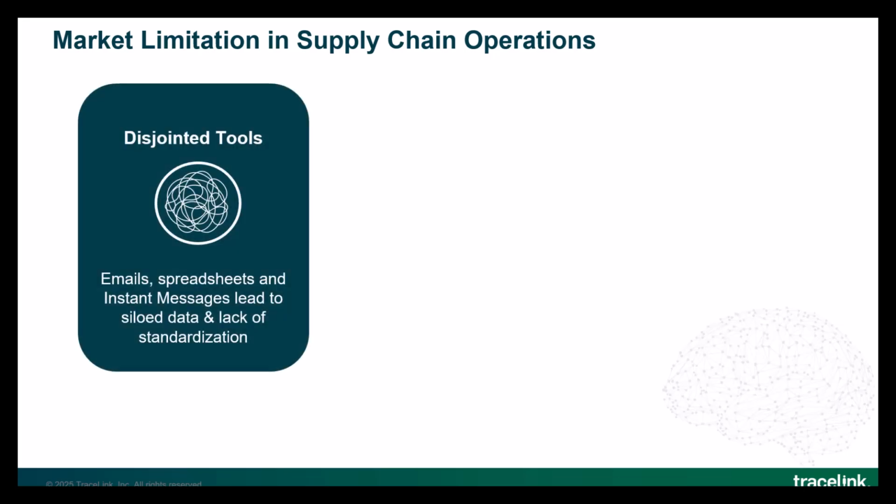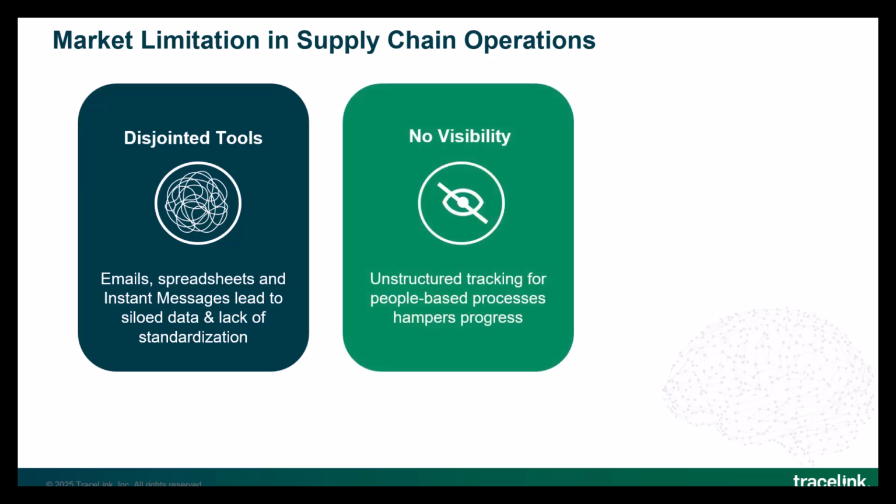Many supply chain teams rely on emails and spreadsheets to coordinate tasks. While these tools are familiar, they operate separately, resulting in fragmented information and no consistent data format. This lack of integration creates silos and makes it difficult to establish a single source of truth across functions. Without structured, centralized tracking, managers have little real-time insight into process status.